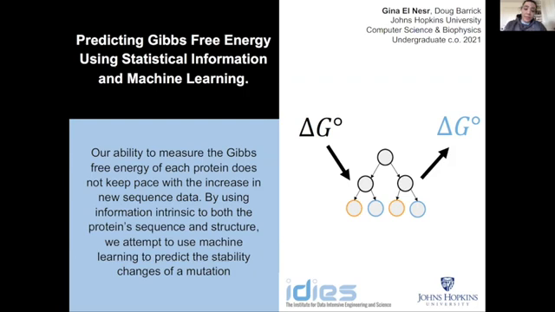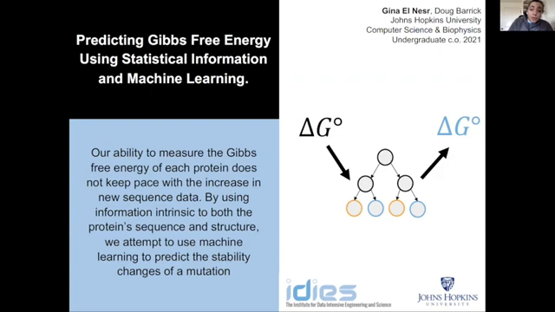Given that I don't have access to doing experiments right now, I decided to take an approach using statistics and machine learning to see whether the statistical information embedded within the primary sequence of a protein would be an accurate predictor of the Gibbs free energy.